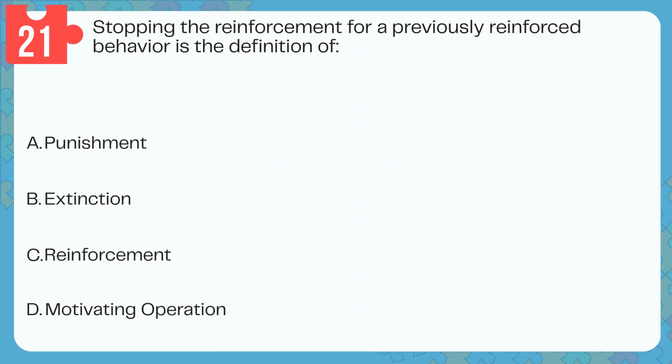Stopping the reinforcement for a previously reinforced behavior is the definition of: A. Punishment. B. Extinction. C. Reinforcement. D. Motivating operation.